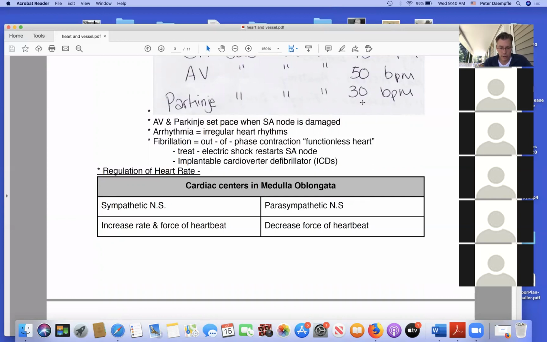Atrial fibrillation equals no P wave. Okay, let me just put that there. AFib is no P wave. You see, fibrillation is out of phase contraction. That's like a functionless heart. That's going all over the place.